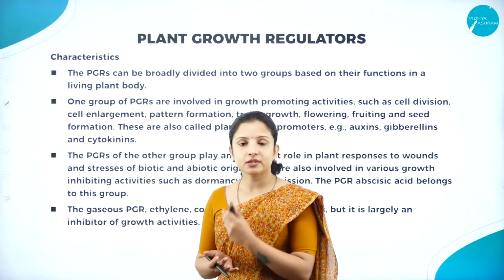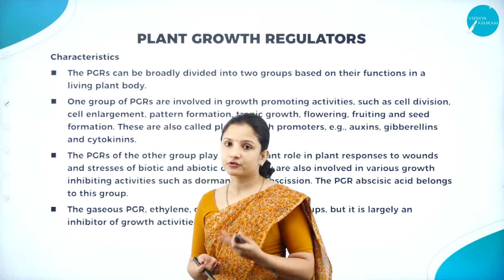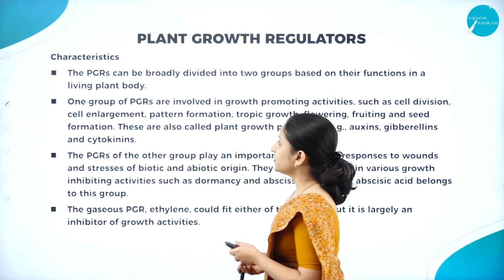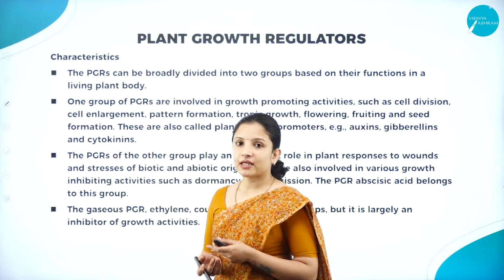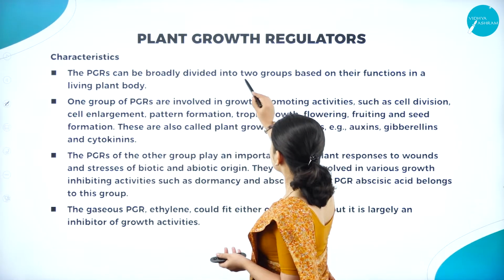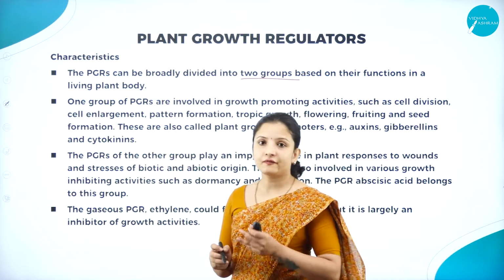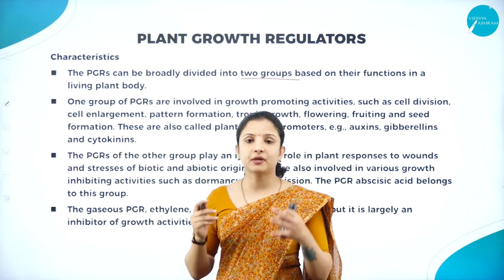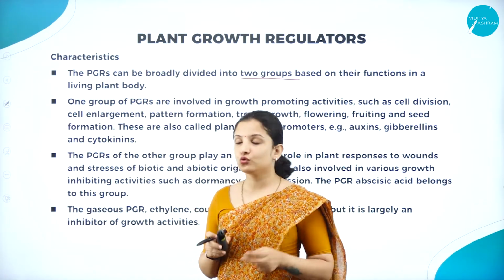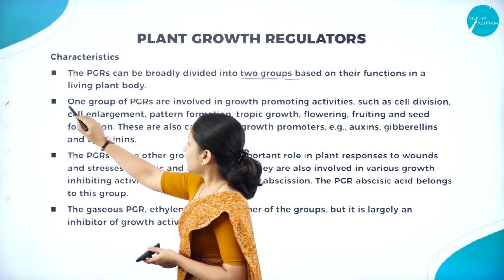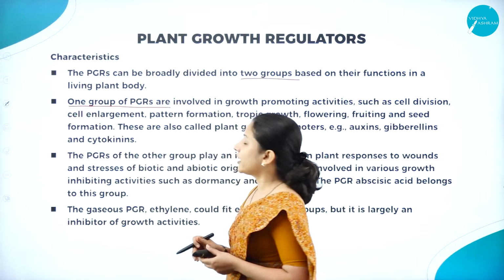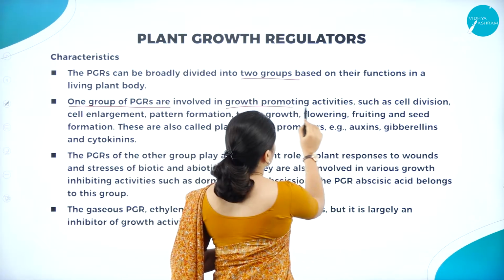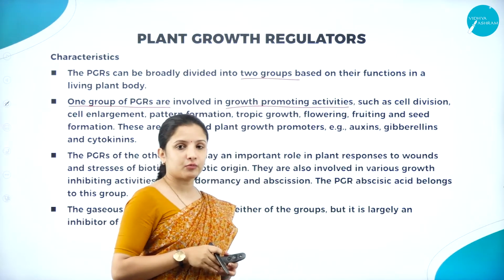We came to know about the different PGRs, the plant growth regulators, some of the common ones. The plant growth regulators can be broadly classified into two groups based on their function. Based on their function in the plant body, plant growth regulators are of two types. One group of PGRs is involved in the growth of the plant. So they are involved in growth promoting activities. What are growth promoting activities?